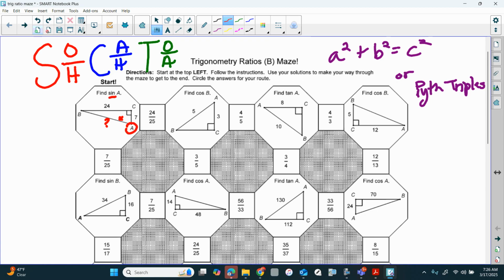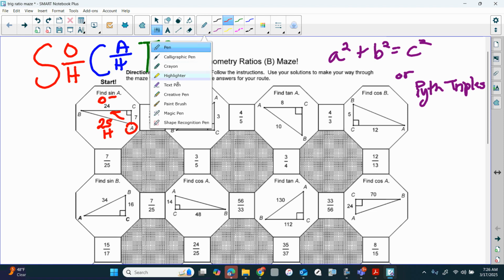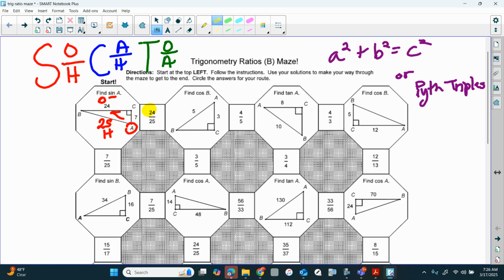I know I can do either the Pythagorean theorem to find that, or because I see 7, 24, this is a triple. It's 7, 24, 25. And so now I can do the opposite side of A, which is the 24, and the hypotenuse, which is 25. So that would be the ratio 24 over 25. And I could see that is this ratio here. So I'm starting here, and now I'm going to do this problem to the right.